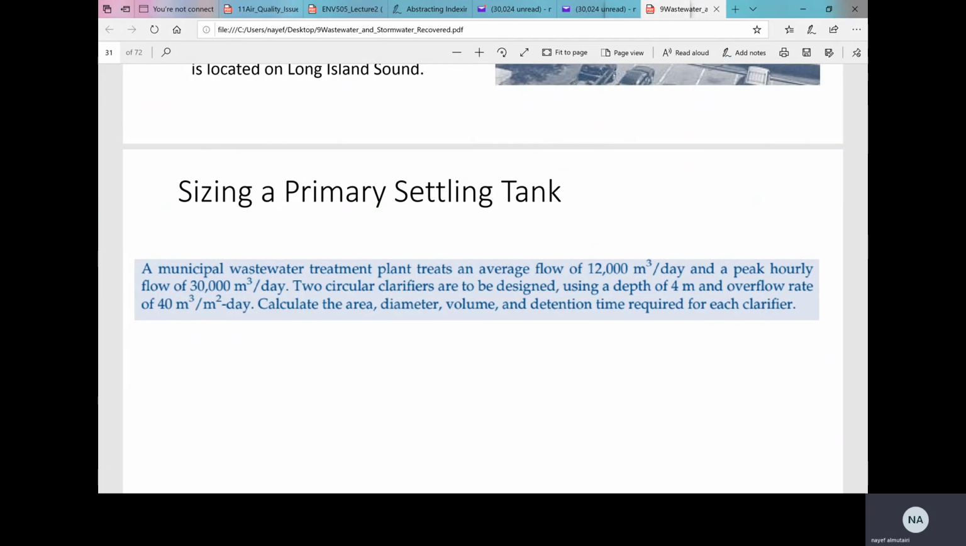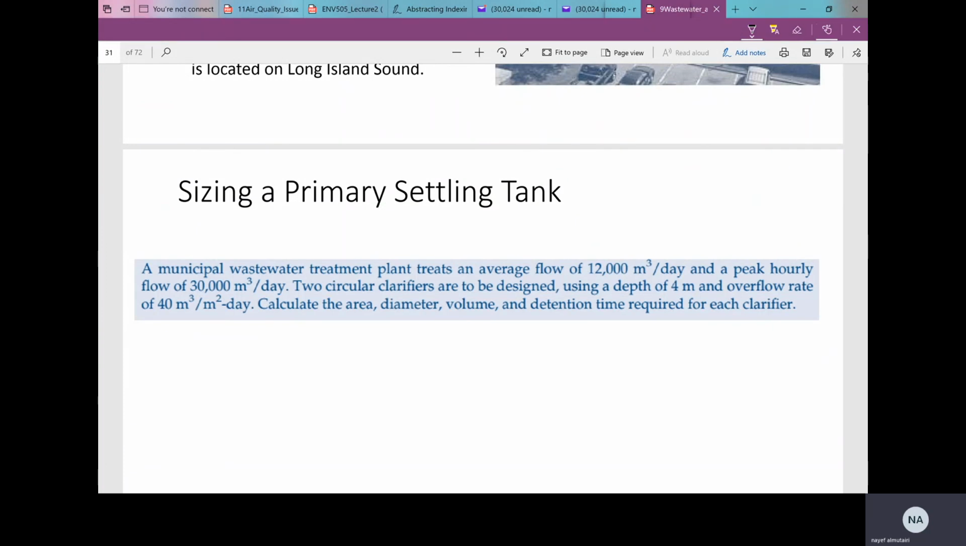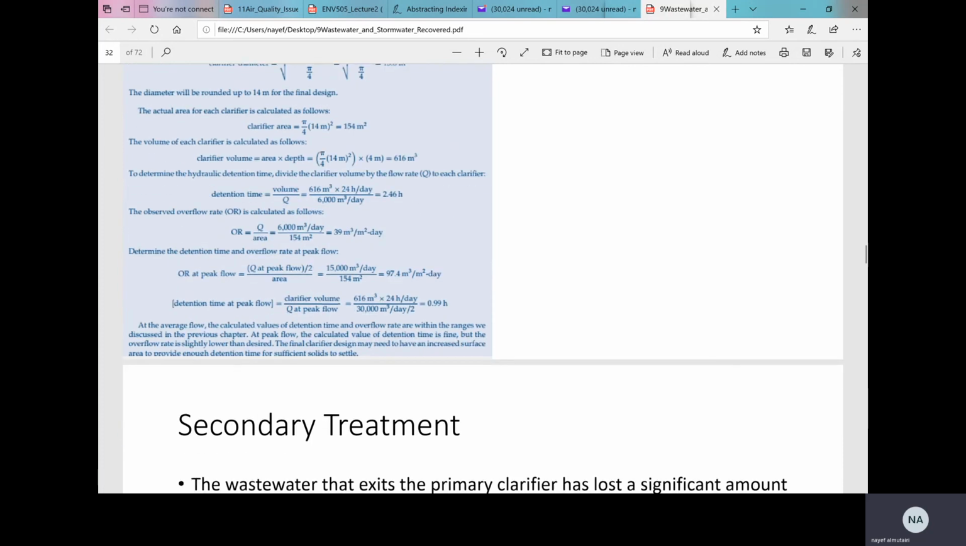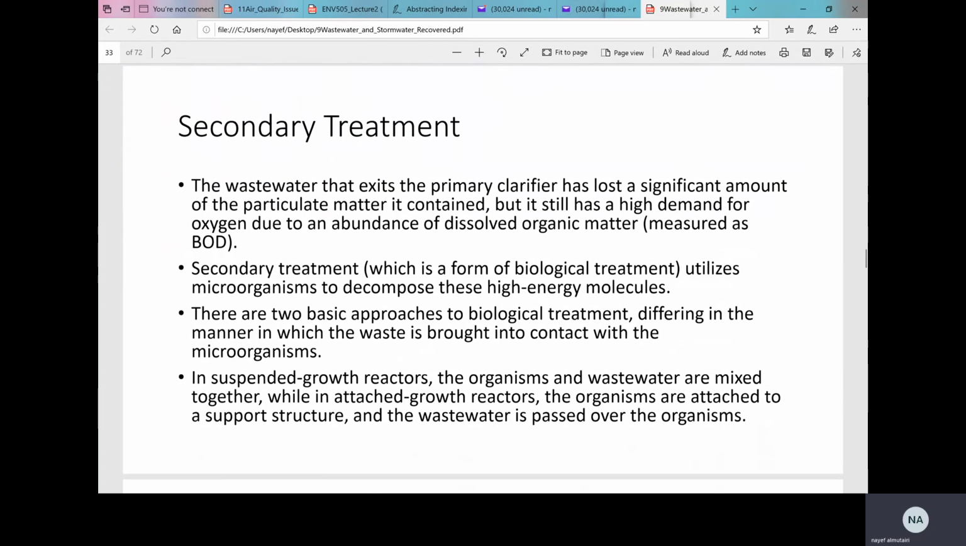So let's size. This is how to size it. Find the diameter and find the depth and everything else, and check the overflow rate. You don't have to check later on after the flow rate. If you need only detention time, just find it and that's it. Again, our exam will be multiple choice.